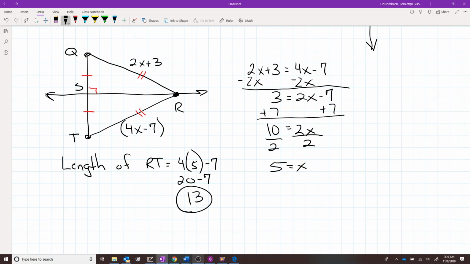Alright, so that's the definition of a perpendicular bisector and two theorems, or a theorem and its converse, that relate to perpendicular bisectors.